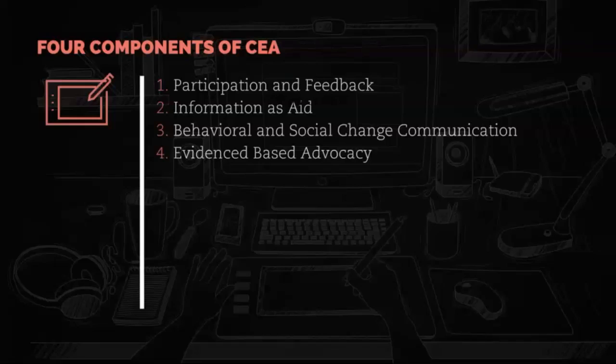In terms of information as aid, quite often in a situation, we may not necessarily be able to give physical products, but we can always give information, and that information can save a life. So when we're talking about information as aid, we're talking about addressing risks and vulnerabilities in the communities. We must be able to share the information about what the community needs and the community wants.